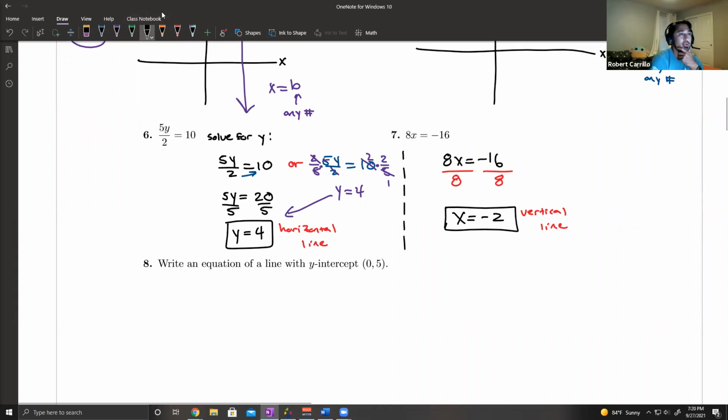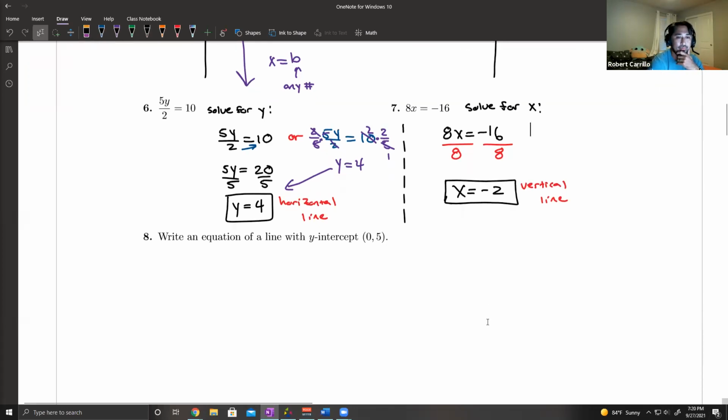I guess I should have put instructions on this one too. I don't like how that looked. It was like, hey, here's some equations. Do whatever you want with them. All right, there we go. Solve for x.